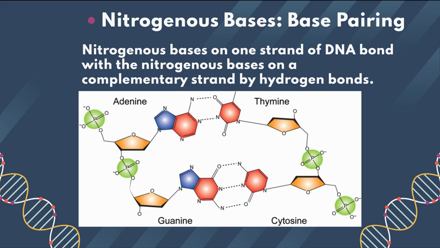Now, those nitrogenous bases are capable of pairing with another nitrogenous base on a complementary strand of DNA by hydrogen bonds. So if you're looking at the image on the screen, you're going to see that we have adenine pairing itself with thymine. Then if you look below the adenine and thymine pairing, we have guanine pairing itself with cytosine. This keeps going on and on until we get this very large DNA molecule.